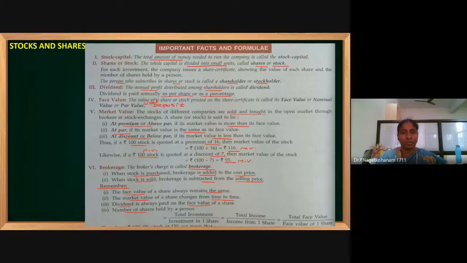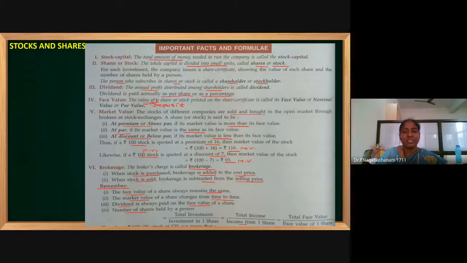What is the amount value of each share? We can calculate the number of shares like this. Otherwise, total income divided by income for each share. Otherwise, total face value divided by face value of one share. These are the different ways we can calculate the number of shares in a company. Initial deposit, how many 100 rupees I am depositing. So the total value divided by face value of each deposit will give me the number of shares in the company.